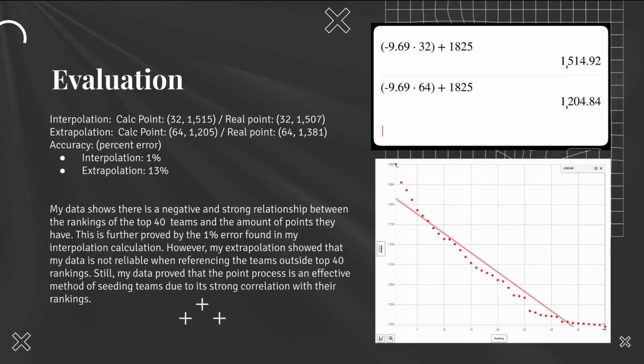My data shows that there is a negative and strong relationship between the rankings of the top 40 teams and the amount of points they have. This is further proved by the 1% error found in my interpolation calculation. However, my extrapolation showed that my data is not reliable when referencing the teams outside the top 40 rankings. Still, my data proved that the point process is an effective method of seeding teams due to its strong correlation with their rankings.